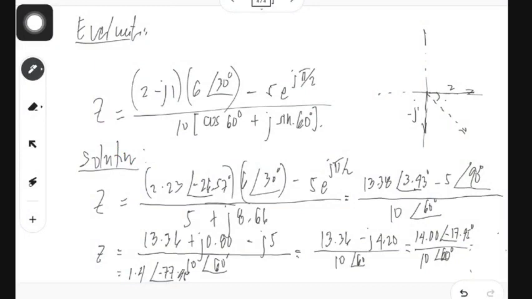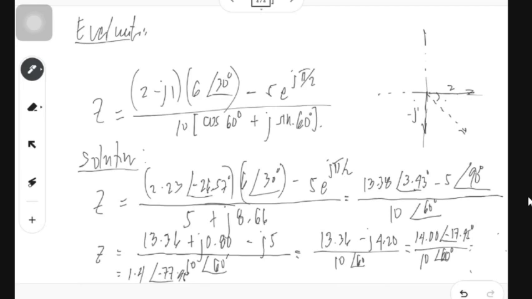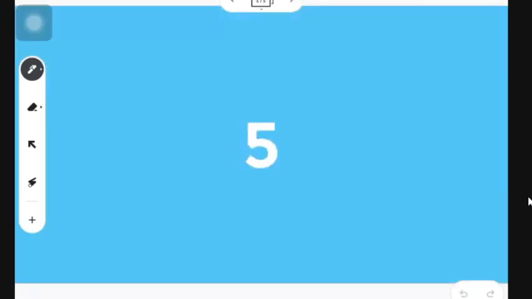Paano kung halimbawa may square root? Kukunin pa natin yung square root nitong quantity na to. The answer is 1.4 angle of negative 77.45. What about if, let's say, we're going to extract the root of this quantity? How will you take the square root of 77.45 degrees? 1.4 can be evaluated directly. Kunin mo yung square root ng 1.4, kuha na ng calculator yan. What about the angle? So let's have the roots of a complex quantity.